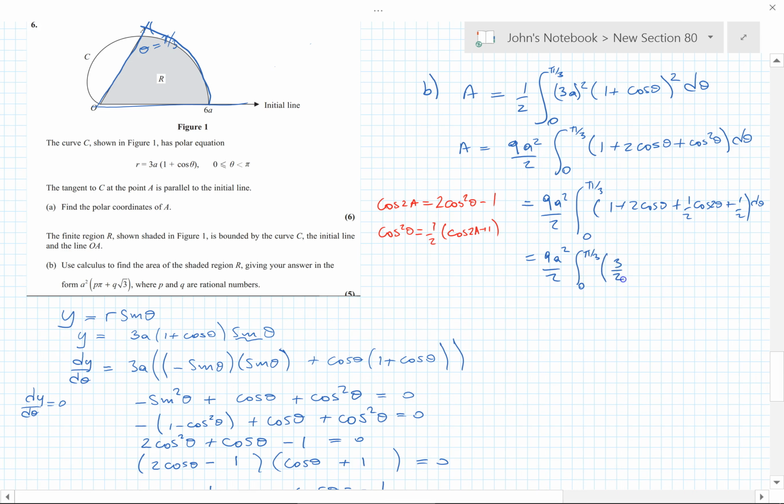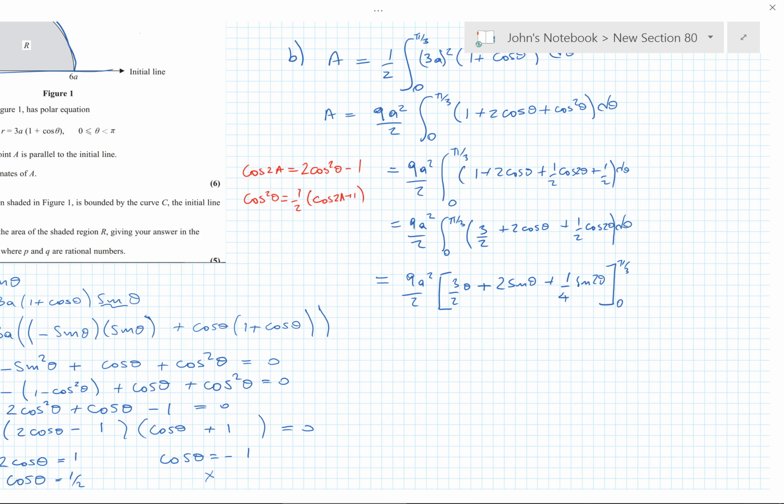So that's 3 over 2 plus 2 cos theta plus a half cos 2 theta d theta. So now we can integrate. So it's 9a squared over 2 times the bracket 3 over 2 theta plus 2 sine theta plus a quarter sine 2 theta, from pi by 3 to naught.